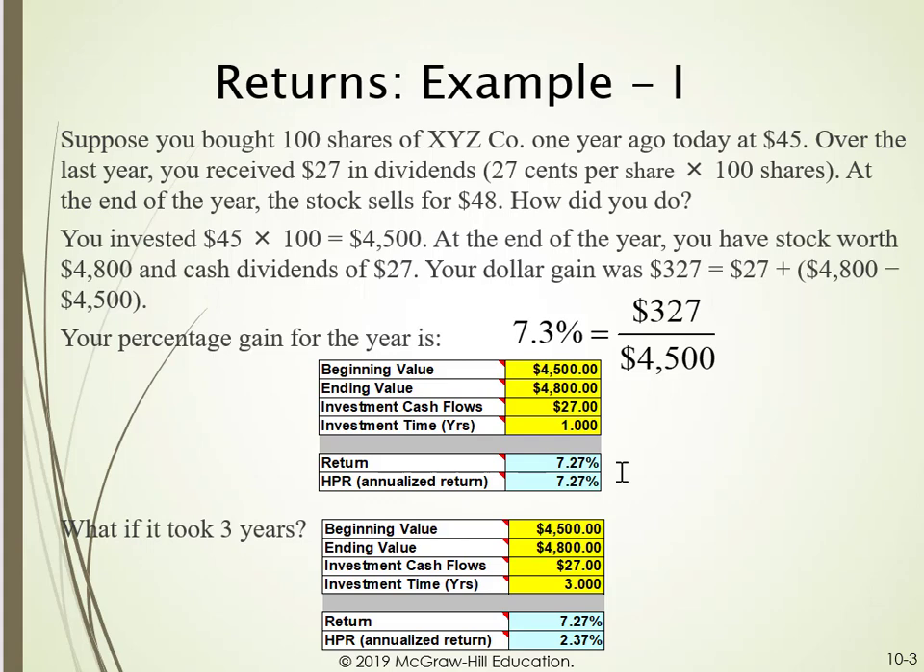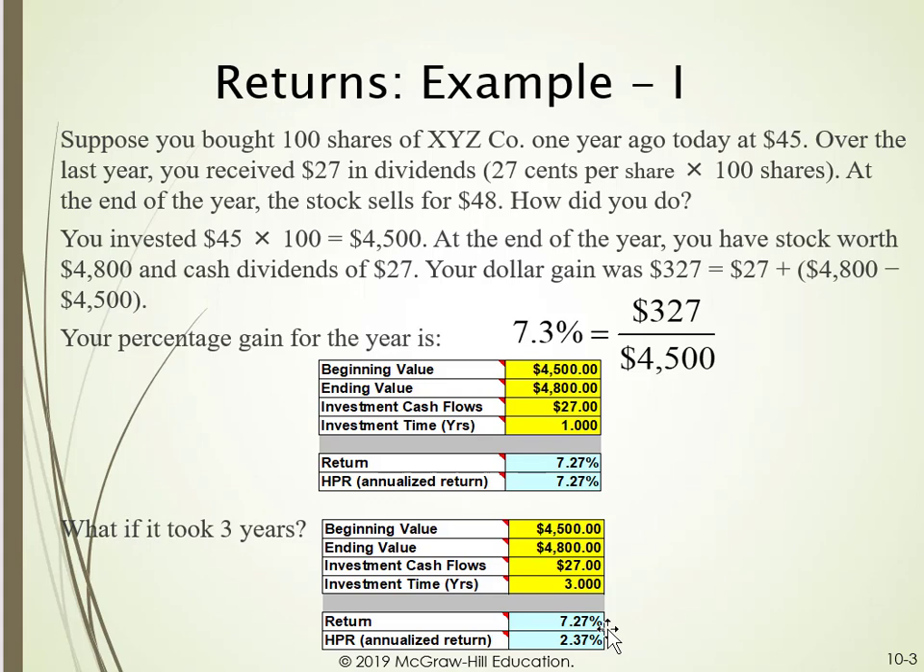again with course notes. Now the question though is, what happens if it's not 1 year? What if it took 3 years for this whole thing to happen? So certainly the actual return doesn't change, right? It's still 7.27%, but really this took 3 years. So even though it's not correct to do, if you were to divide 7.27 by 3, essentially you would get 1/3 of that every year.